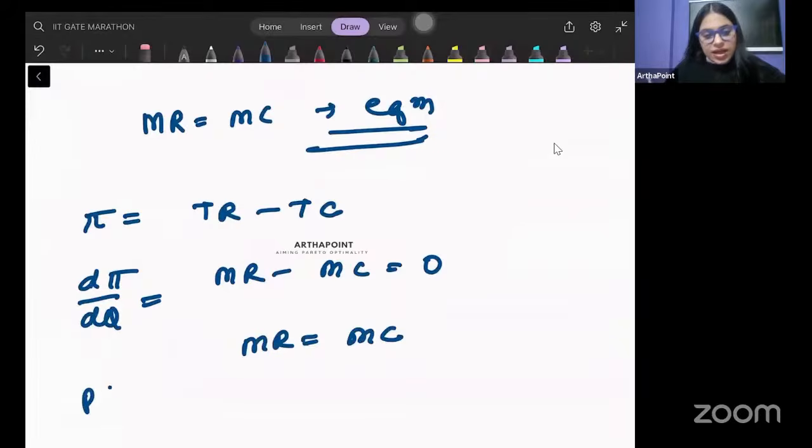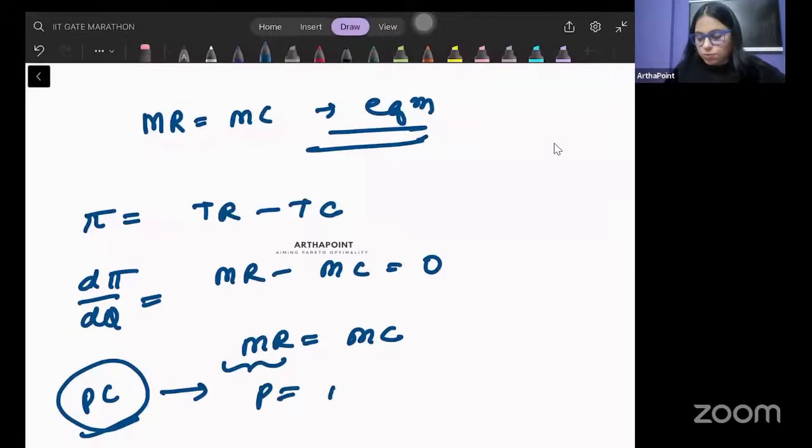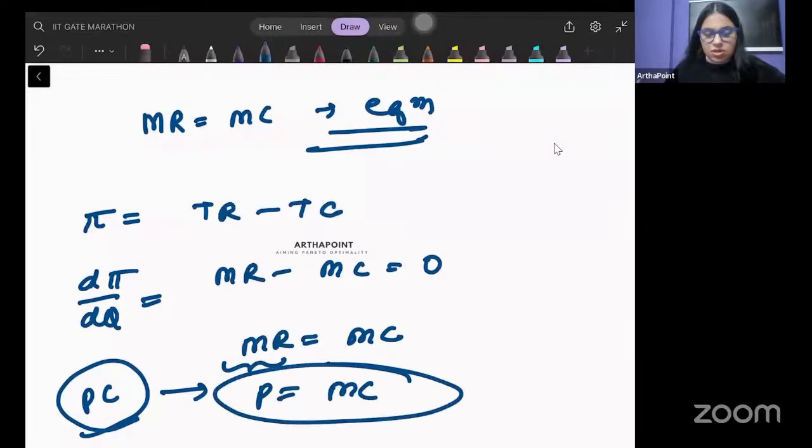The only thing that happens in perfect competition is that this MR is equal to P. So P equal to MC हो जाता है. But MR equal to MC is irrespective of the market. You will always have MR equal to MC. Nothing, उसमें कुछ अलग नहीं है.